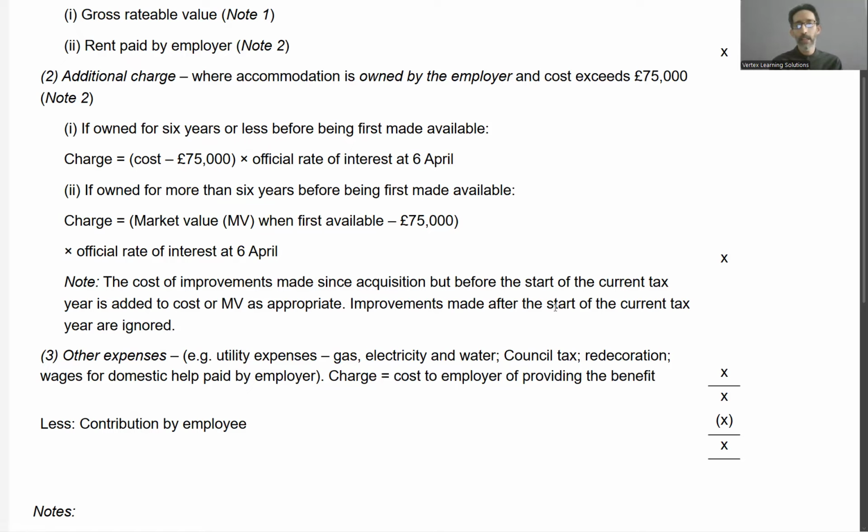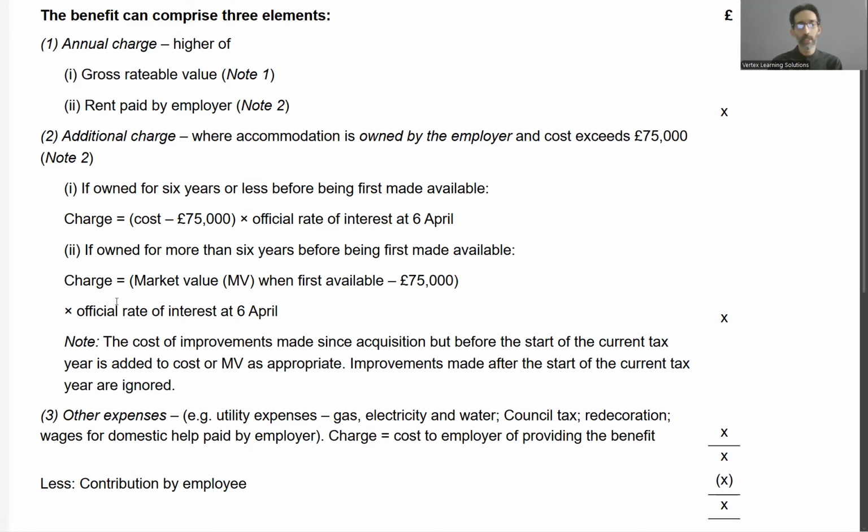So the improvements made after the start of the current year are ignored. For example, if after 6th of April the improvements were done, those won't be considered. Okay, so this is the second thing. The first thing, if we go back, is the annual charge. We will see whichever is higher. It is usually the gross rateable value, if it is rented. The second thing is the annual charge, as we have discussed: the cost or the market value, depending on the dates, less the 75,000, multiplied by the official rate of interest.